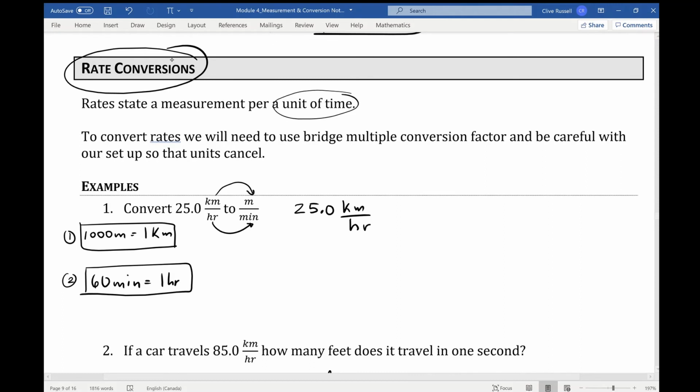kilometers to meters first. So we want to change our kilometers to meters, so we're looking at number 1. We're going to have to get 2 unit factors, but the one we want is the one with kilometers in the denominator. So we'll have 1 kilometer there and 1,000 meters there. So the kilometers will go. Now we are left with meters per hour. Now we have to change our hours to minutes. Okay, so now we have to use the second one here.